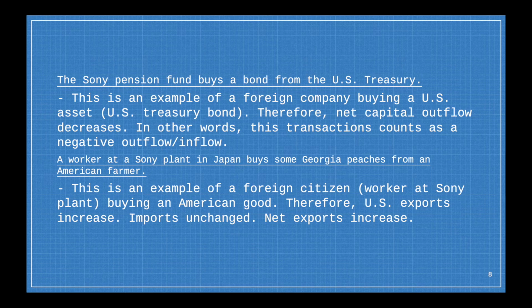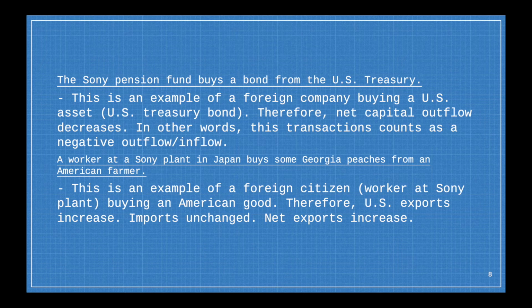C. The Sony Pension Fund buys a bond from the US Treasury. This is an example of a foreign company buying a US Treasury bond. Therefore, net capital outflow decreases. In other words, this transaction counts as a negative outflow.